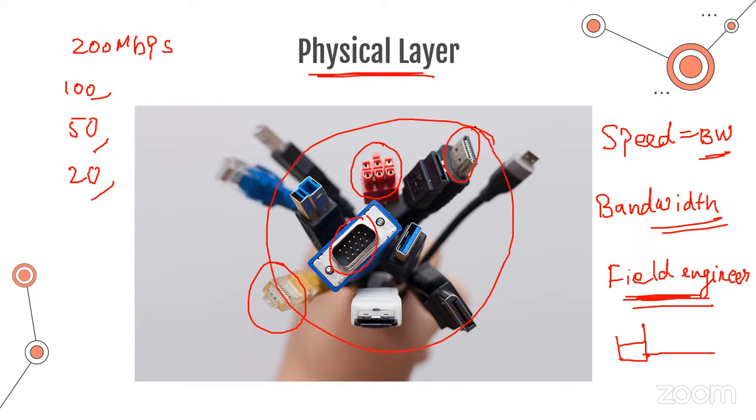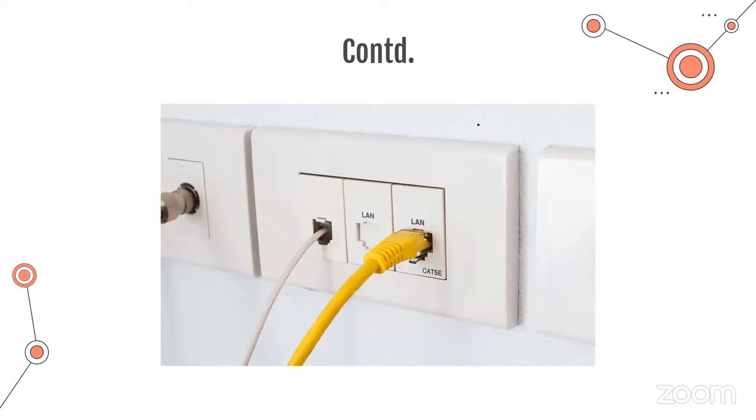Now, where would you have come across these cables the first time? Basically, in your computer labs. You would have seen such a connection. This is a Cat5e cable. And this is, you know, not a telephone, a cable TV connection. This is RF.